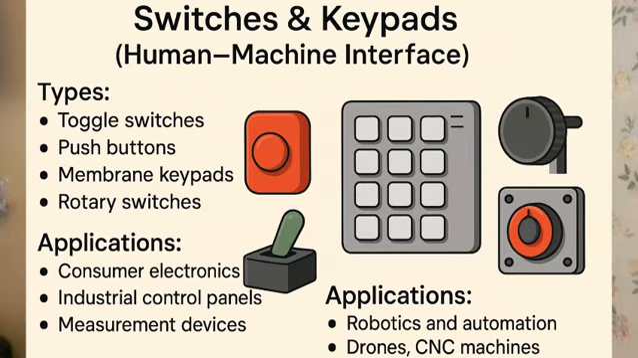Sixth one comes switches and keypads. Those are human interface machines, basically. When I say human interface machines, any switch will operate when a human pushes the button or pulls the button. It depends on the types of switches that we are using, right? When it comes to types of switches, we have the toggle switch, push button switch, membrane keypads, and rotary switch. Majorly the applications are in consumer electronics, industrial control panels, and measurement devices.